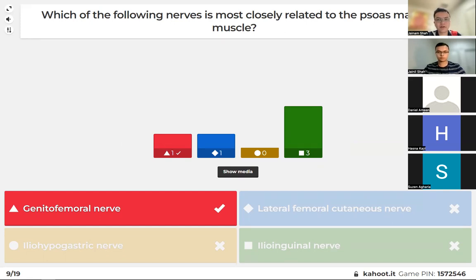So if you have a look at diagrams of the pelvic nerves, genitofemoral, lateral femoral cutaneous, iliohypogastric, and ilioinguinal, the only nerve that will go over the psoas major muscle is the genitofemoral nerve. Everything else passes generally lateral to the psoas major muscle.